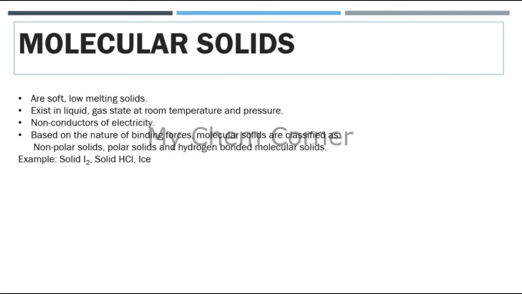So examples under each of these categories will be solid iodine. They are non-polar. Solid HCl, which is polar because you have two poles, a positive pole and a negative pole. Hydrogen bonded is ice, basically water. Right? When you try to freeze water, the water molecules are bonded to each other because of strong hydrogen bonding. So let's go in detail for each of these classifications.